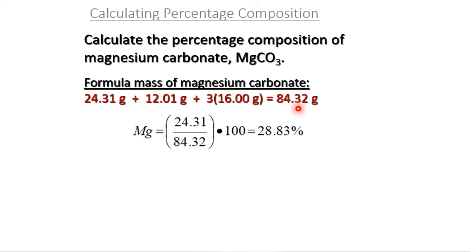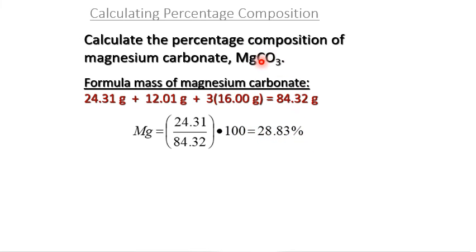So first thing we're going to do is find out how much magnesium is in magnesium carbonate. For you to find that, you need to put the mass of magnesium, which is 24, divide that by the total mass of this compound, and then multiply by 100. And that should give us 28.83.